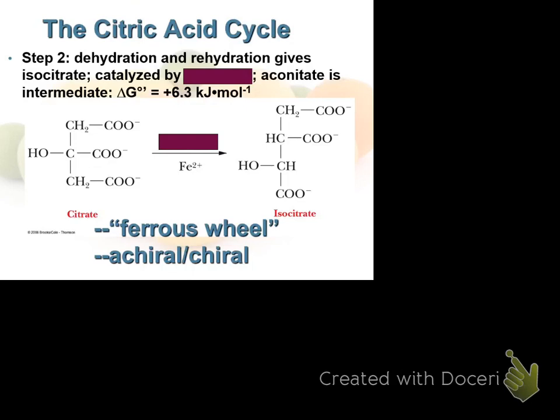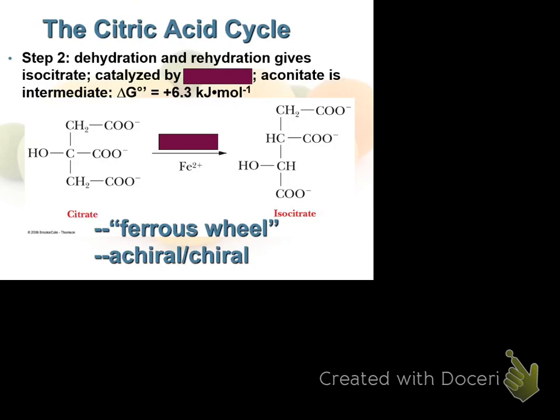Okay, and this one does have, so many books show this, this is a 2-step process, and it does have an intermediate that you can sometimes isolate, but it doesn't leave. That's why it's technically all one step. One metabolic step, but this enzyme does 2 things. It does dehydration and it rehydrates. And please note, it uses iron. It's one of my favorite ones to talk about because they call it a Ferris wheel.